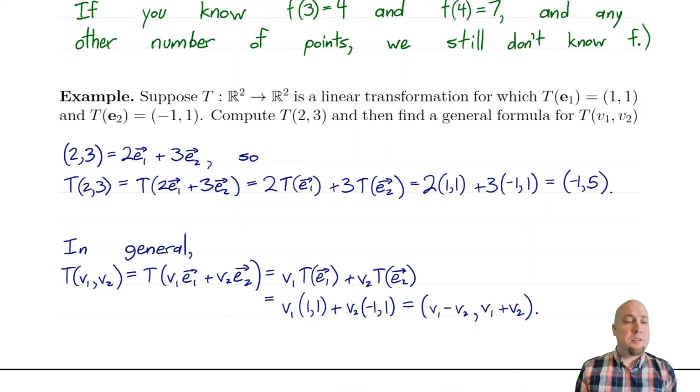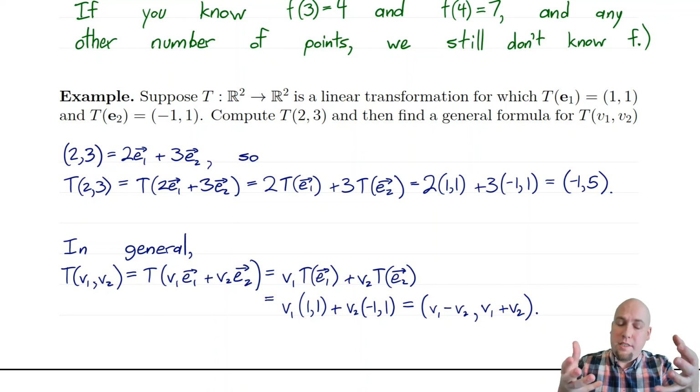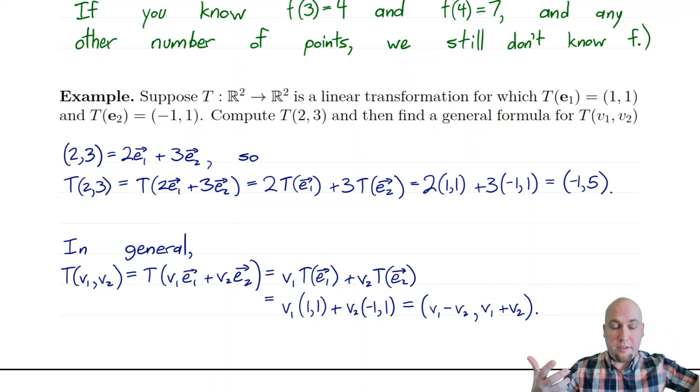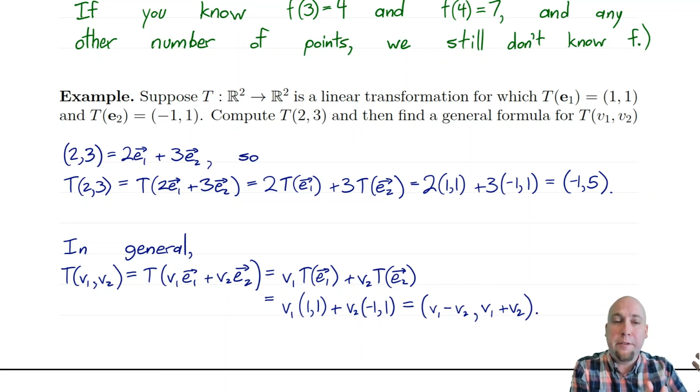We'll explore consequences of this idea next class. What we're going to show is not only that a linear transformation is completely determined by what it does to the standard basis vectors, but that once you've determined where those standard basis vectors are sent, you can represent that linear transformation via matrix multiplication. You can construct a particular specially chosen matrix that, when you multiply it by any vector v, gives you the exact same thing as what that linear transformation does. So that's what we're going to do next class.